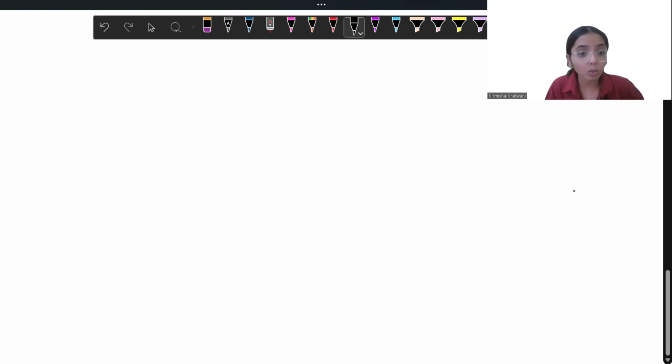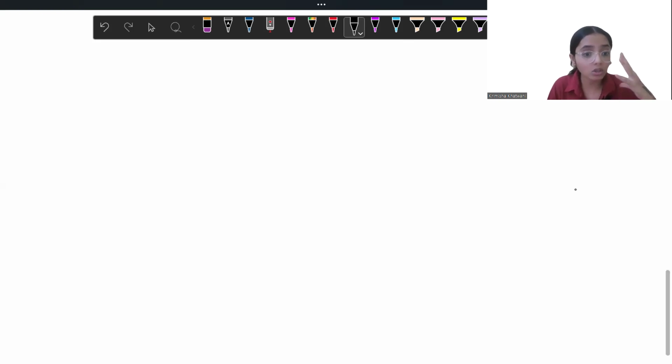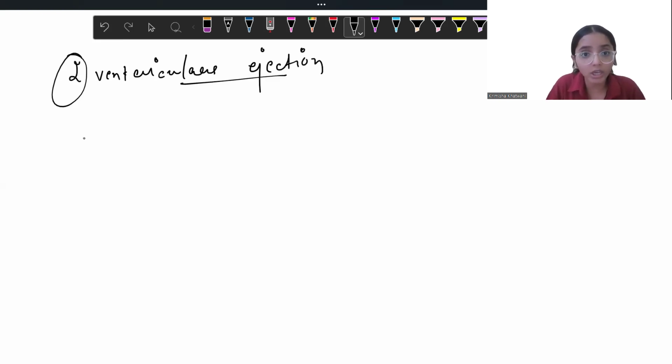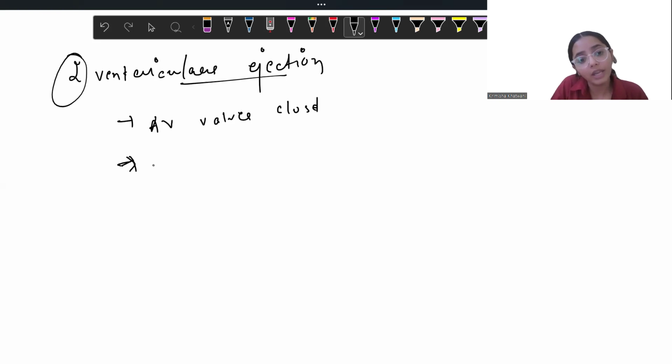Because the pressure inside the ventricle keeps on increasing during isovolumetric contraction, at some point the ventricles enter the second phase called ventricular ejection. During this phase, the following things occur. AV valves remain closed. Atrioventricular valves remain closed. Aortic and pulmonary valves open.